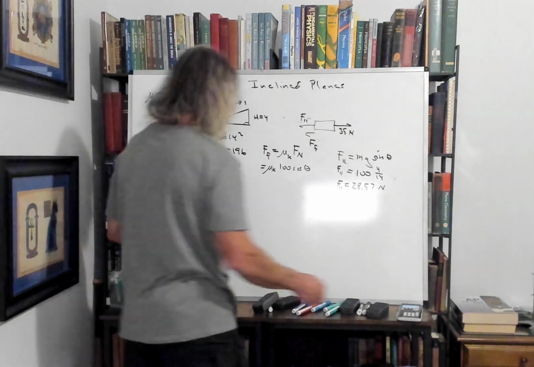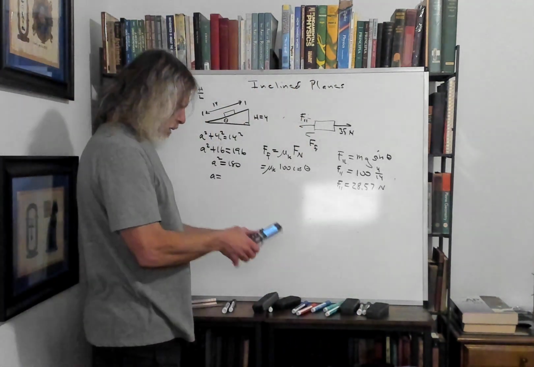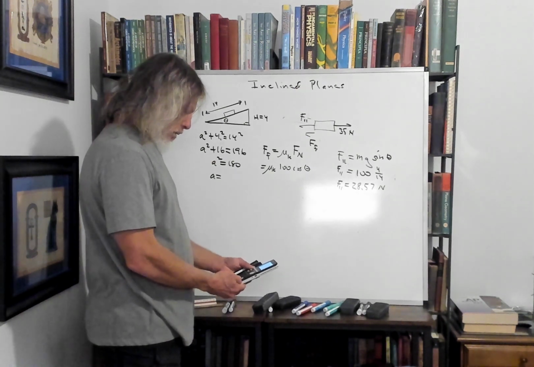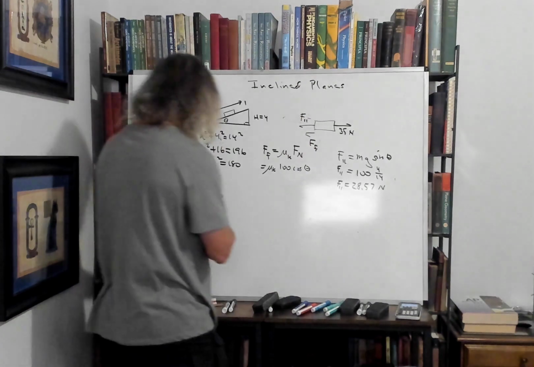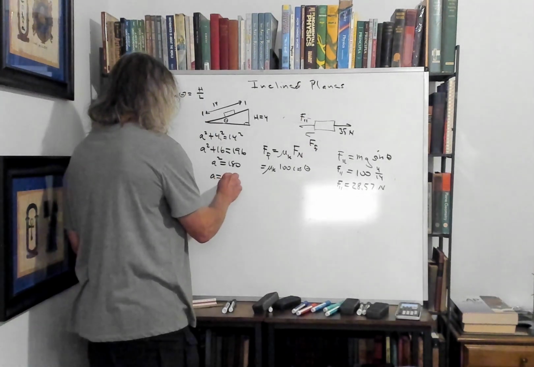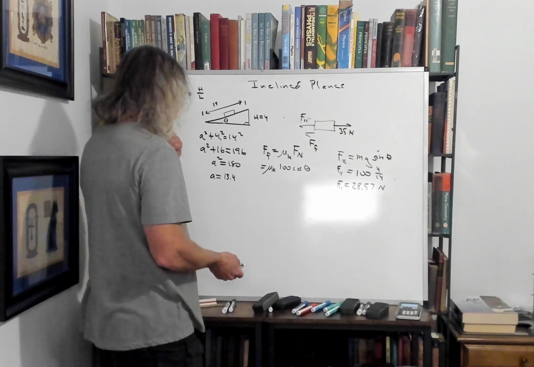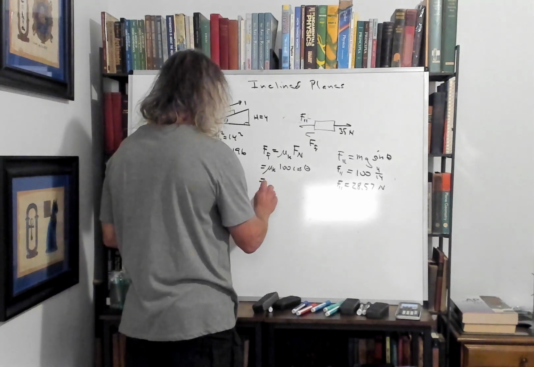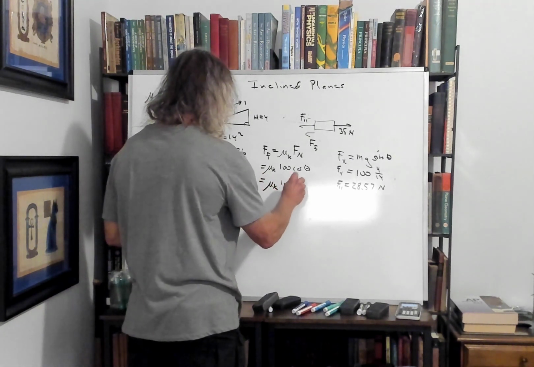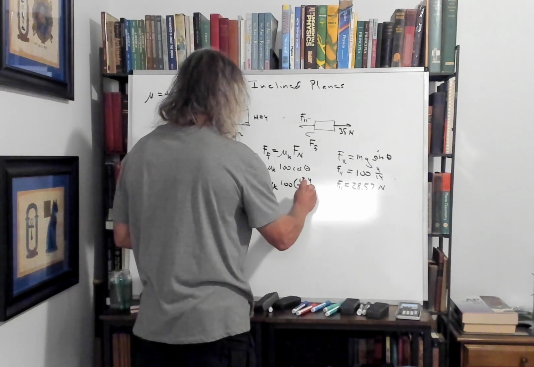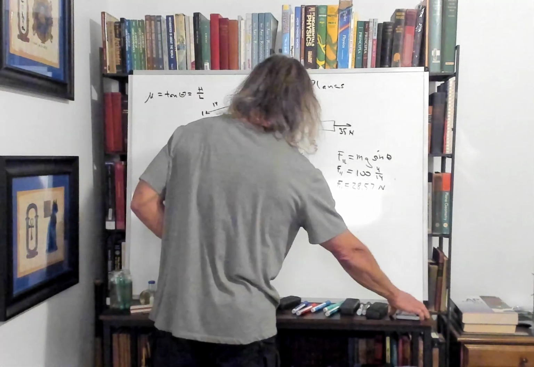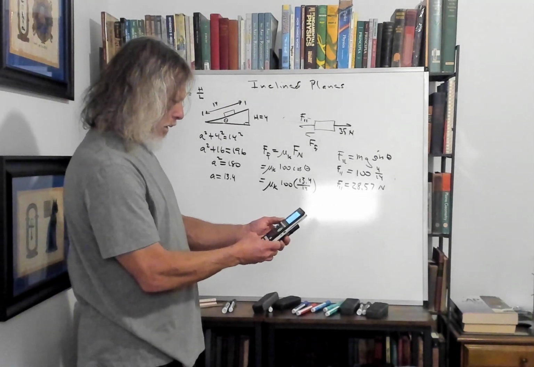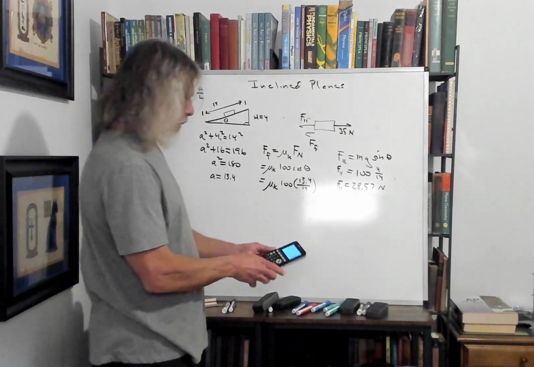Square root of 180 is about 13.4. And so cosine is adjacent over hypotenuse. So this will be 100 times 13.4 over 14. So 1340 divided by 14 is 95.7.